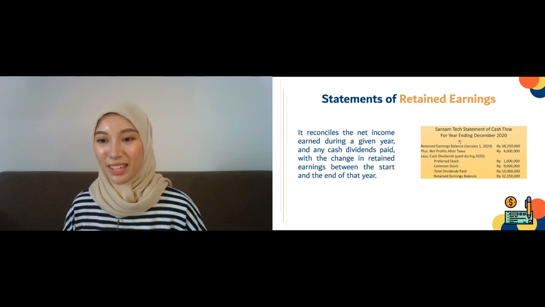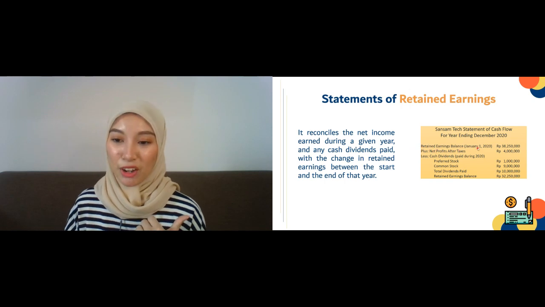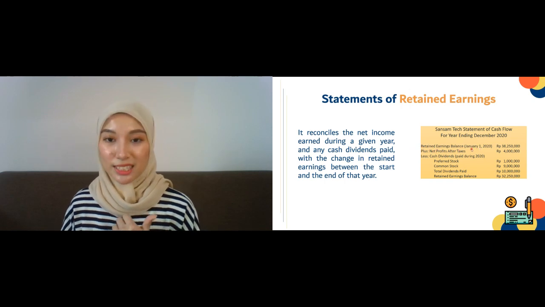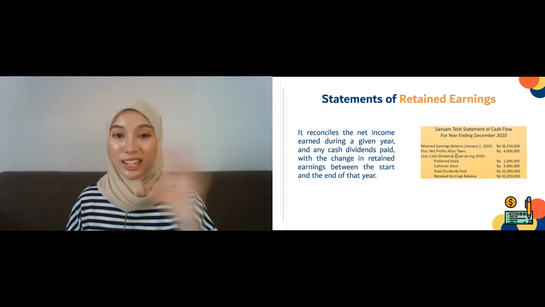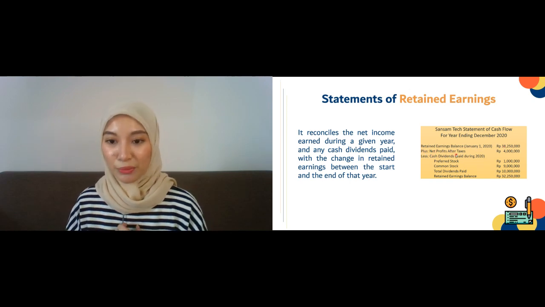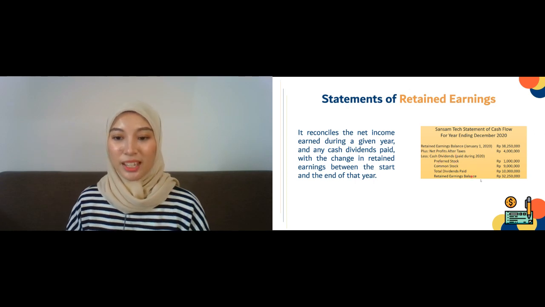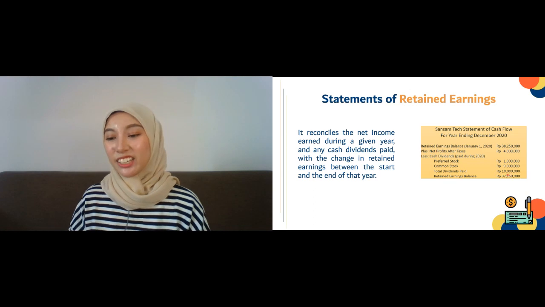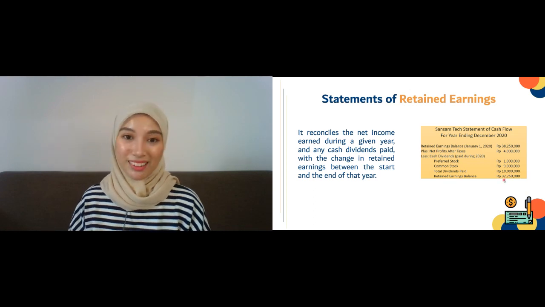Still from Sun Samtech, you get the retained earnings balance from the beginning of 2020, which is January 1st. And then we add the net profit after tax that we gathered from this year, and then subtract how much dividend you have to pay. And at the end, you get the retained earnings balance of around 32 million rupiah.